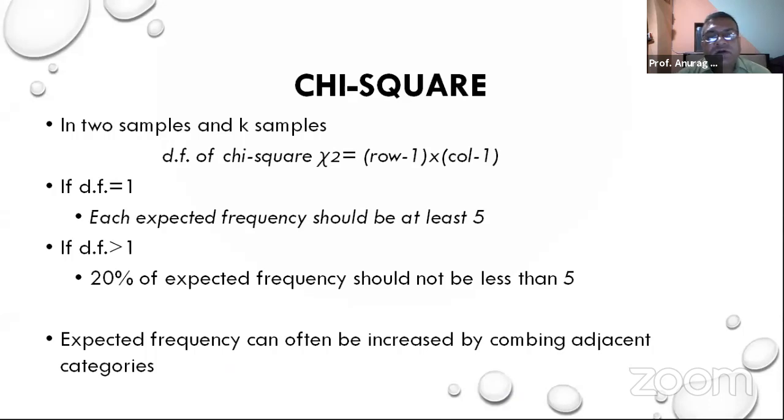Now I define a concept called degree of freedom for a chi-square test. It is in 2 samples and k samples. Degree of freedom is defined as row minus 1 into column minus 1. So suppose you have a 5 by 3 table. 5 minus 1 is 4 and 3 minus 1 is 2. 4 into 2, 8. That will be the degree of freedom of chi-square. And I'll show you a figure where degrees of freedom is coming into picture. It basically defines the shape of the chi-square curve.